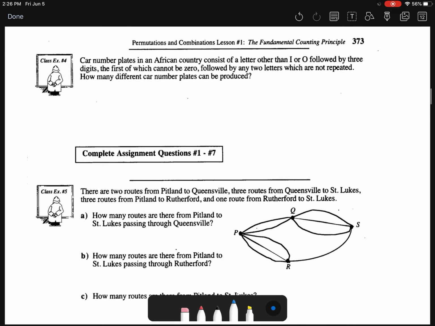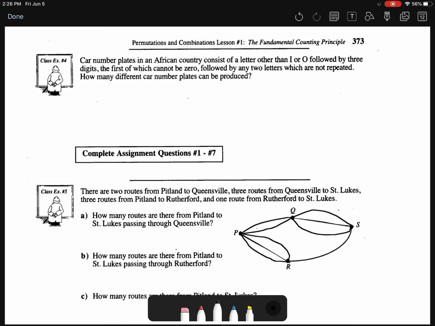Okay, moving on. Car number plates in an African country consist of a letter other than I or O followed by 3 digits, the first of which cannot be 0, followed by any 2 letters which are not repeated. How many different car number plates can be produced? So again, first thing I want to figure out is how many steps or things I have to fill in here in terms of using the fundamental counting principle.